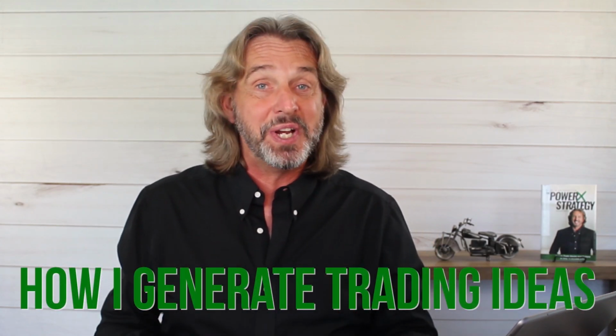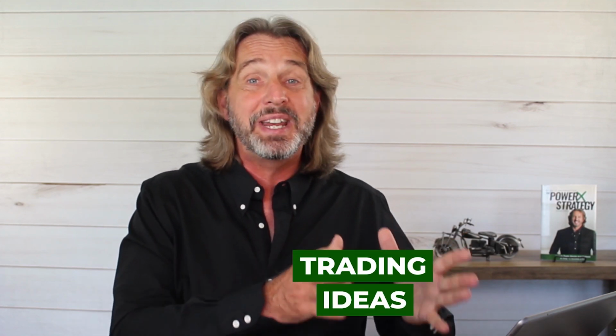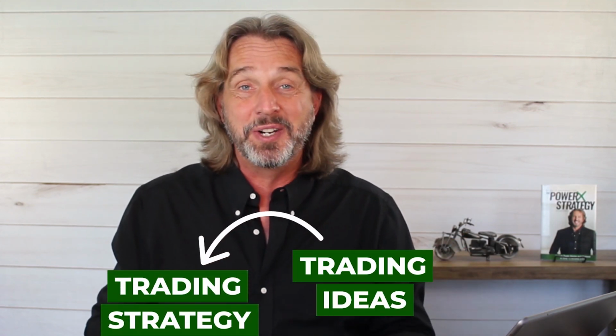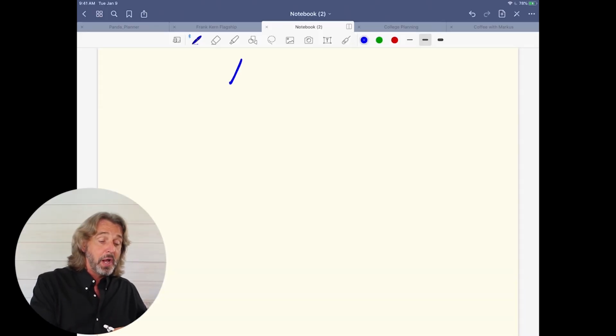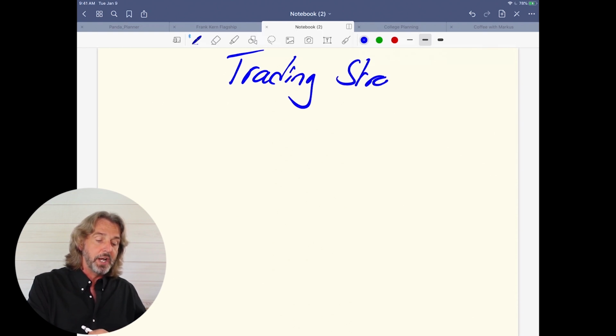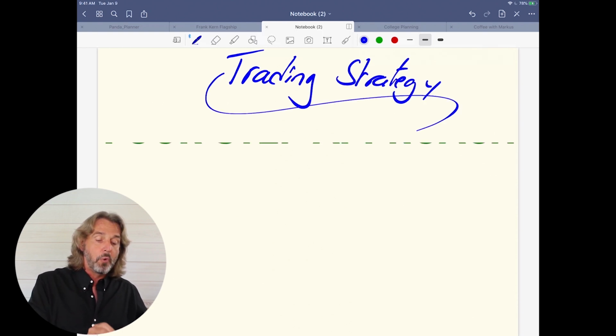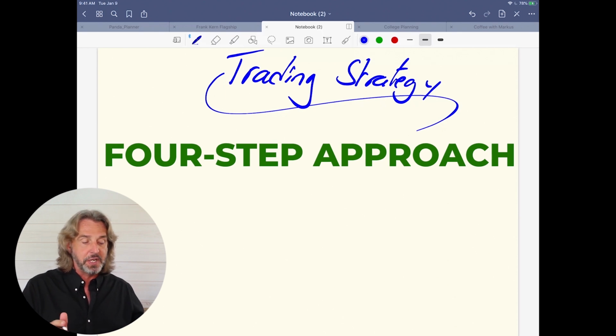Right, so today I want to share with you how I generate trading ideas and how I then take these trading ideas and go from idea to trading strategy. So let's get started. Whenever I develop a new trading strategy or I'm thinking about a trading strategy, for me, it is a 4-step approach that I'm using here.